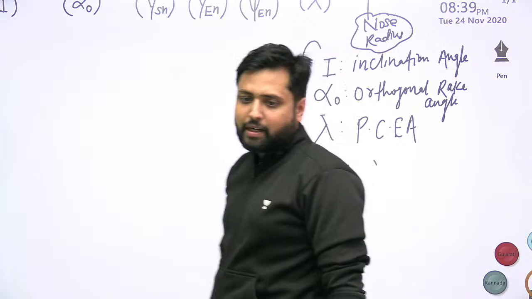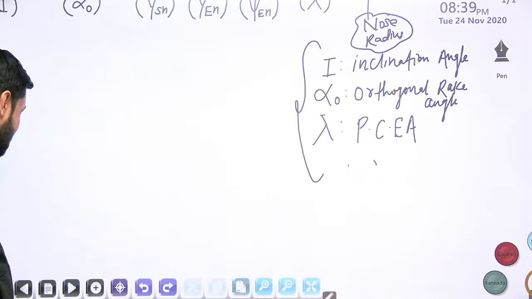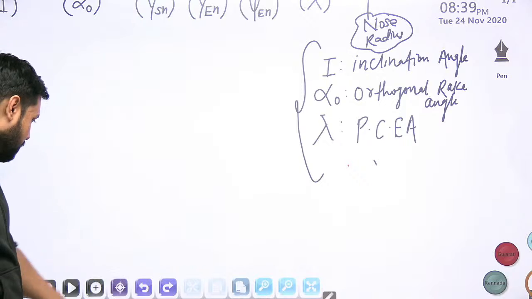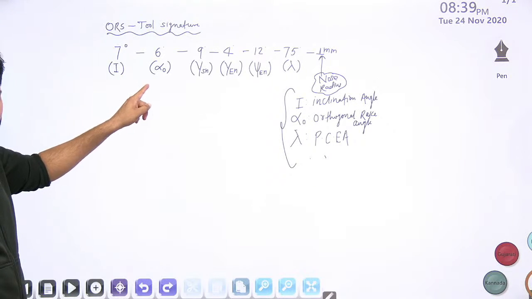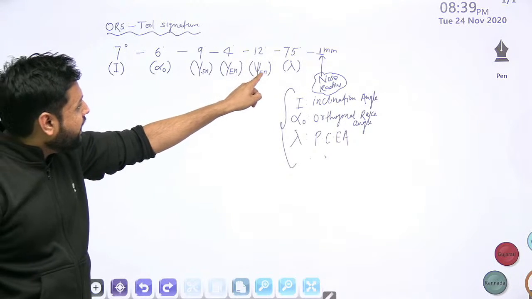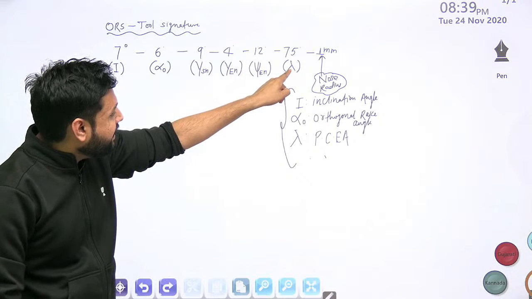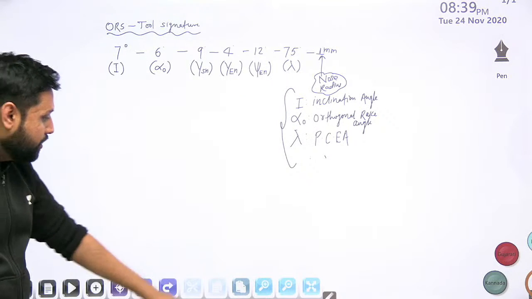Yes, whole metal cutting analysis is based on only three angles. These three angles, my dear students. What are those angles? Look at this once again. Inclination angle, orthogonal angle, side relief angle, end relief angle, end cutting edge angle, principal cutting edge angle, lambda, principal cutting edge angle, and 1 mm, that is the nose radius.